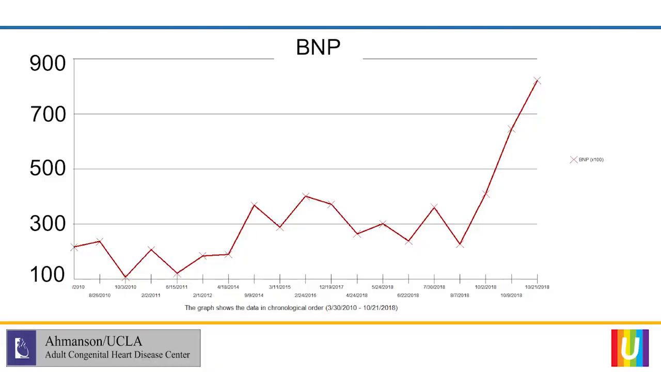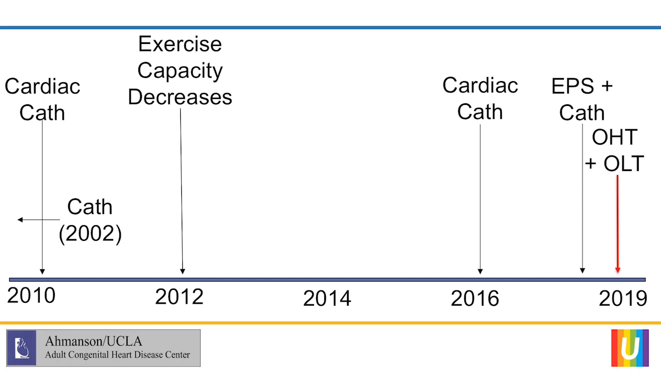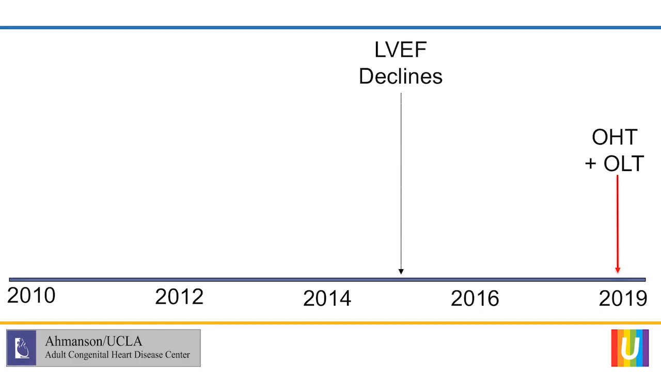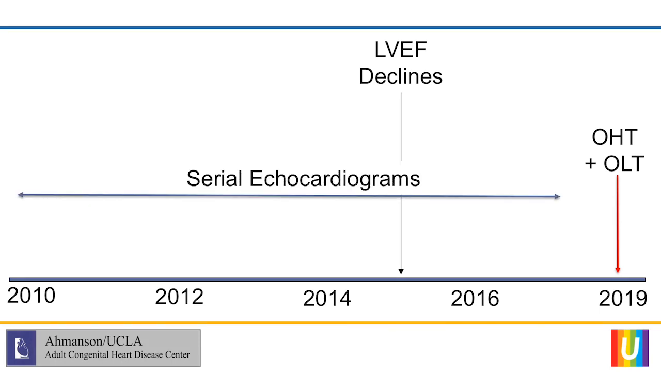So we do get labs here, and you can see that BNP had climbed up significantly towards the end of his course here. And so with the cath data, we can see that he's struggling. Is there something else that can explain why he's having all these clinical problems? We do a lot of serial echocardiograms, and throughout the years, he's had tons of echoes, but we saw a significant decline in his left ventricular ejection fractions around 2015.